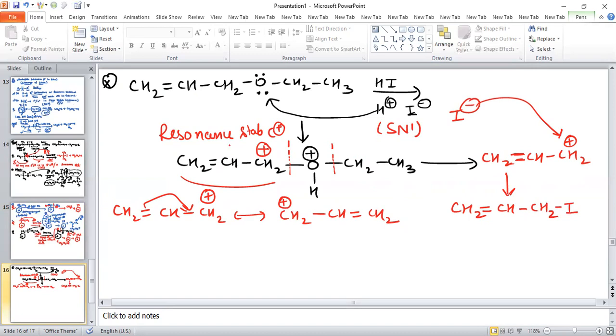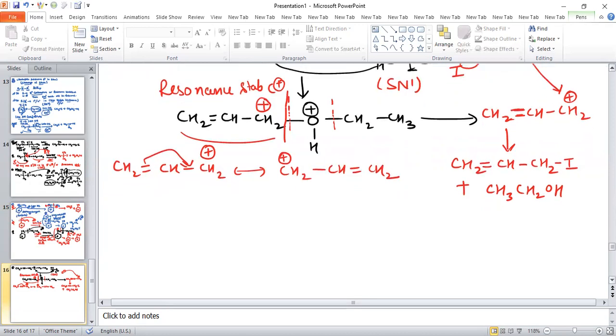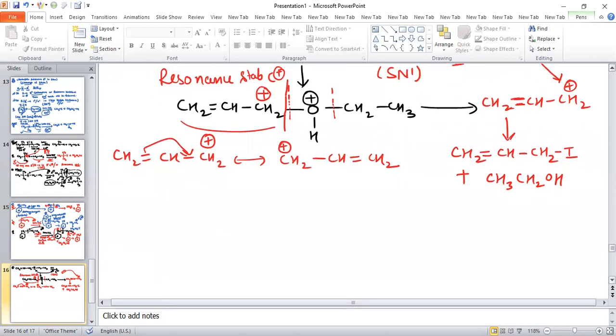Now for the other product, the cleavage of bond is from this side. So another product will be CH3CH2OH. So this is basically the other product. Now see, there is another reaction related to this.